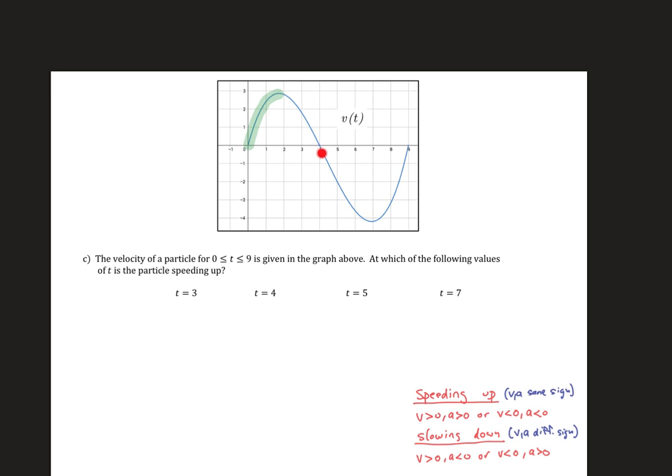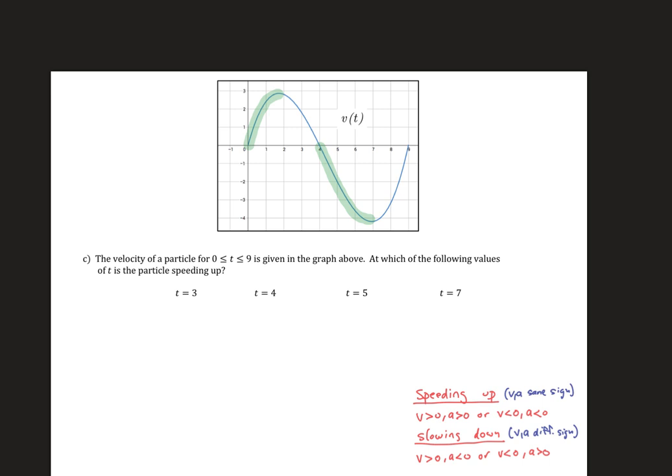So notice, since velocity is decreasing here, this whole stretch where velocity is negative and velocity is decreasing, that means acceleration is negative, so those two parts will be speeding up.